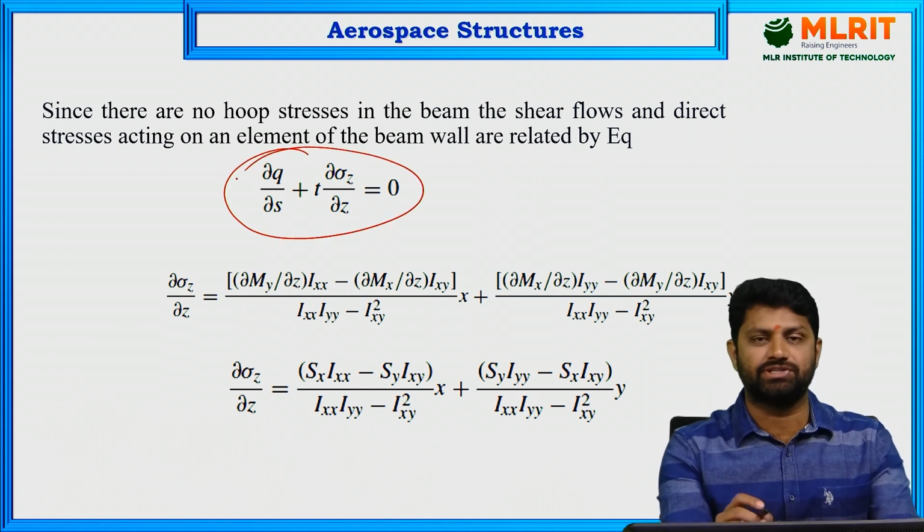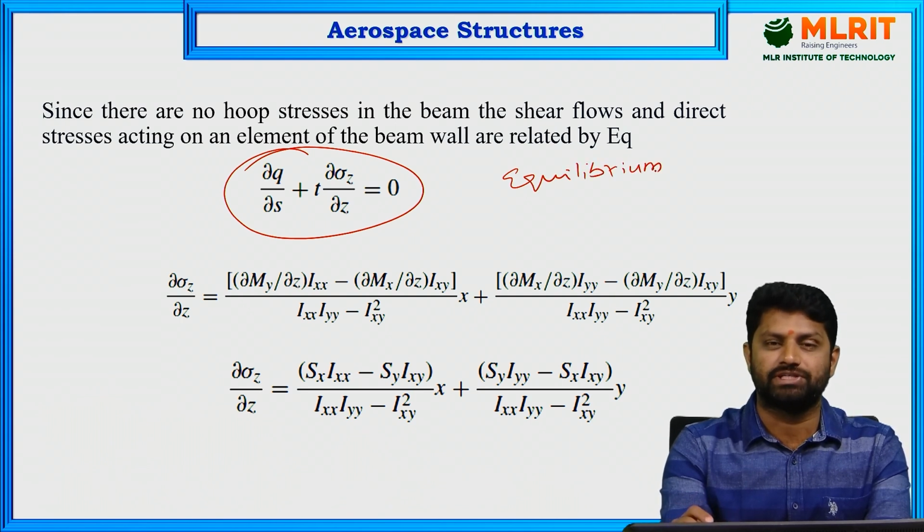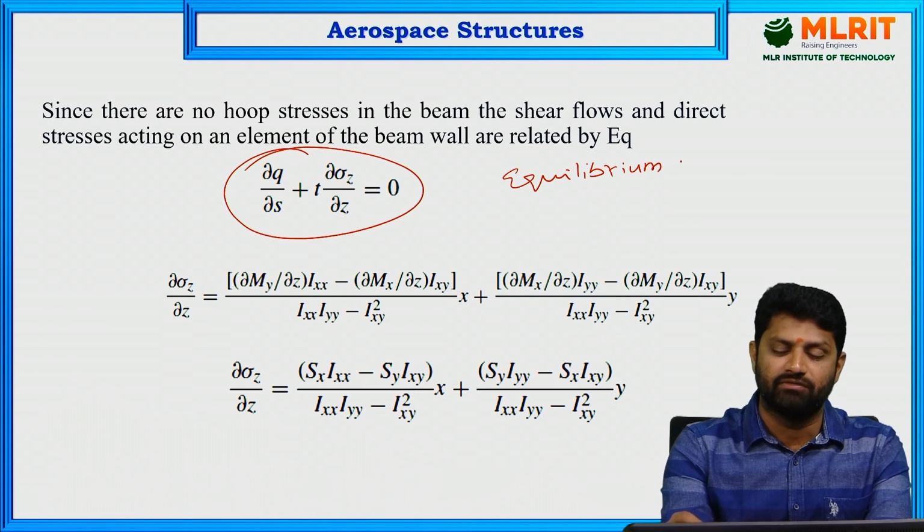In the previous session, we considered the equilibrium in z direction. I told you to remember that equation that we are going to use for the derivation of shear of open section beams. What is that? We considered the equilibrium in z direction.